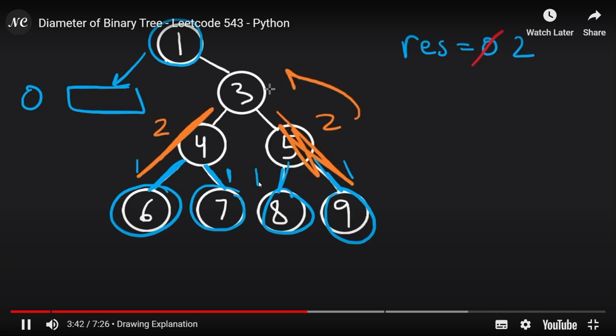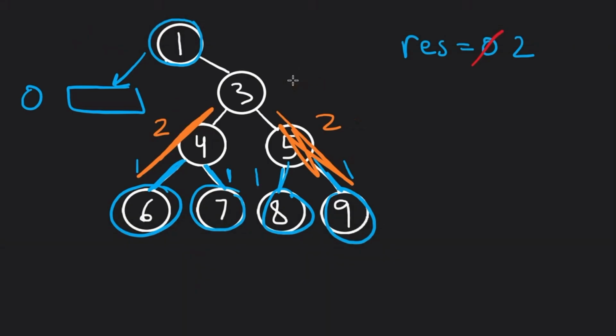Those are going to be returned up to 3. Add them together. The diameter now is going to be increased all the way up to 4. From here, we want to take the max of left, max of right, it's 2, and we want to add 1 to it because of this edge here. So then we say the height of this part is 3.